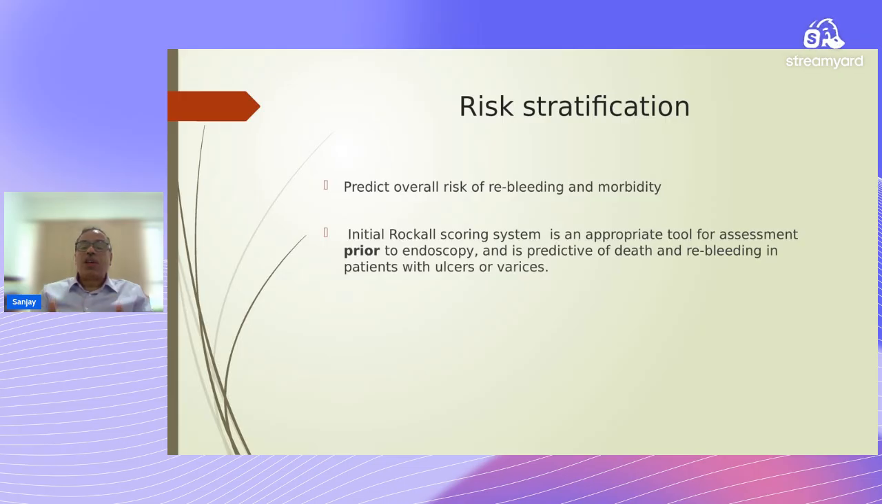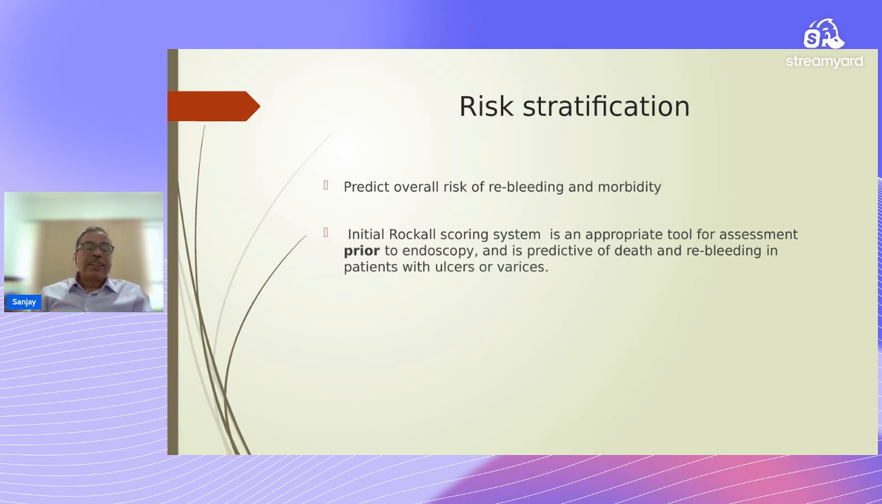What is the need for doing a risk stratification? It would predict the overall risk of rebleeding and morbidity in a patient who has come to you with upper GI hemorrhage. We have already seen that the risk of rebleeding is quite high, especially in a variceal hemorrhage as compared to non-variceal hemorrhage. Once you have treated a patient of upper GI hemorrhage, your next concern should be whether this patient is at risk of coming back again with the same complaints or rebleeding within 6 weeks.